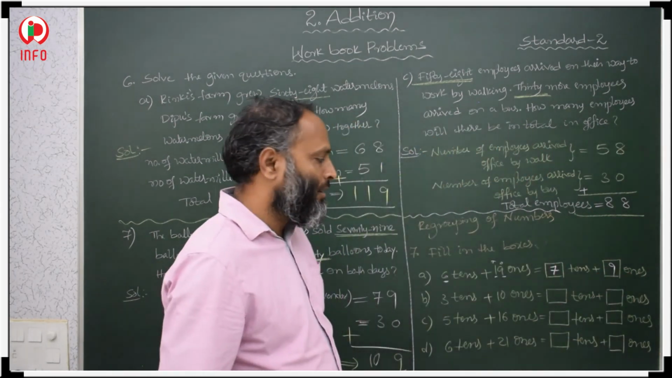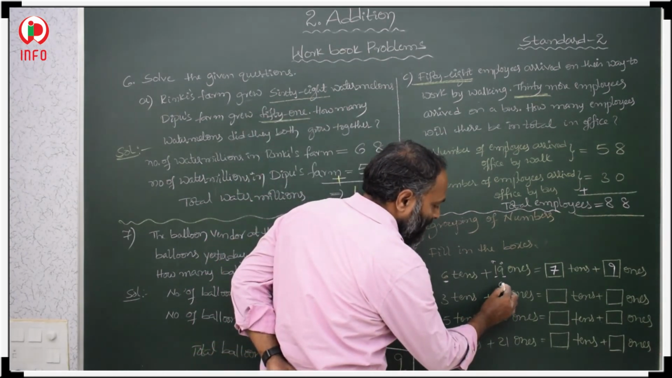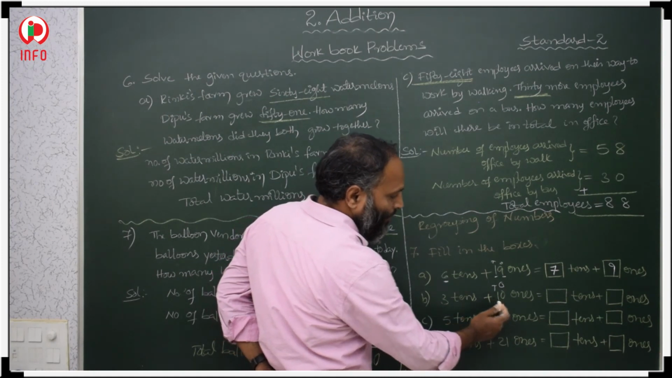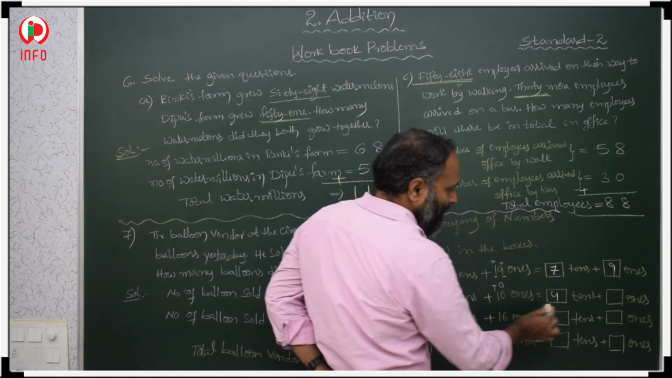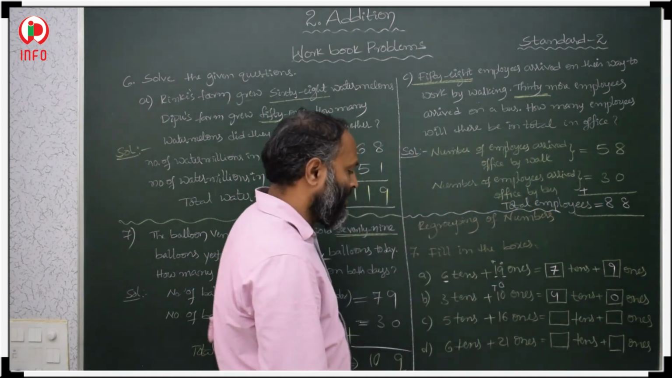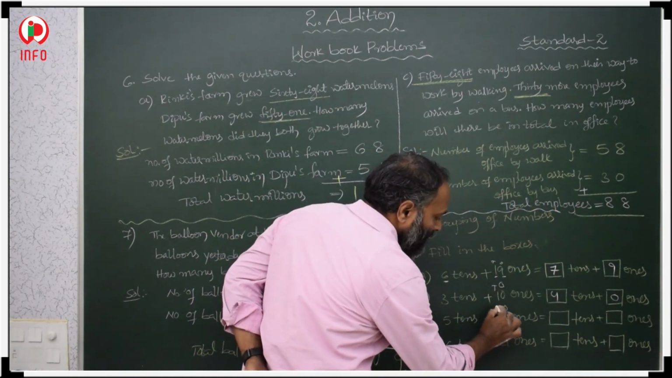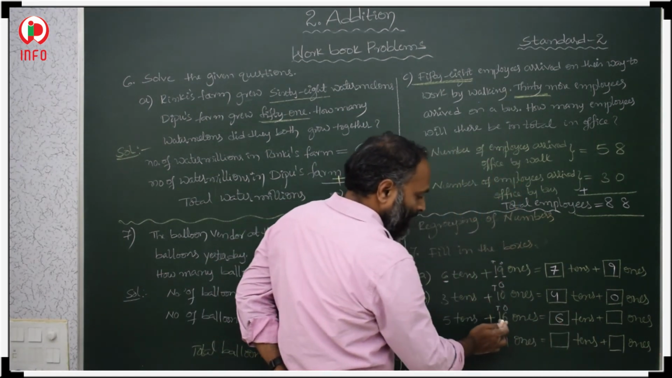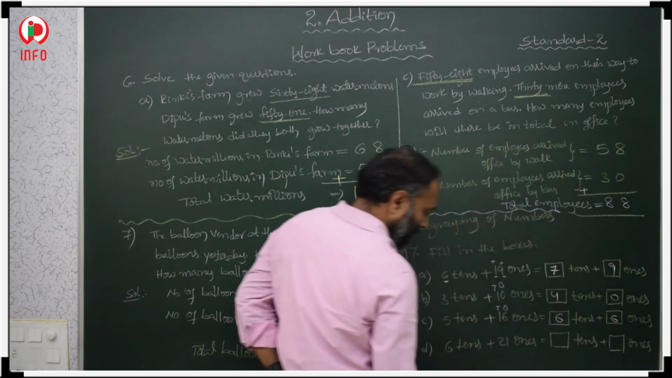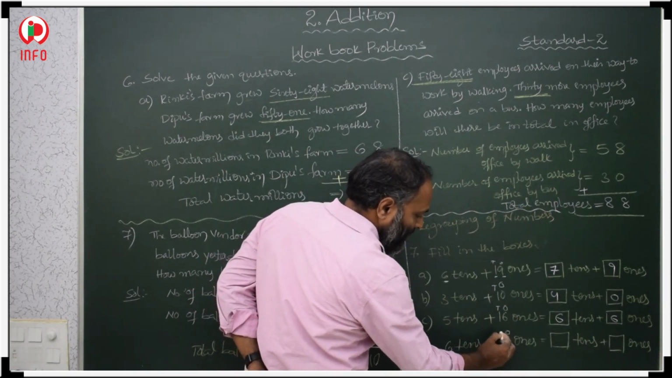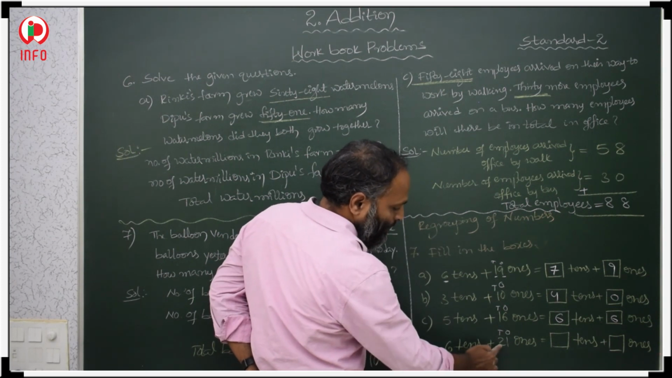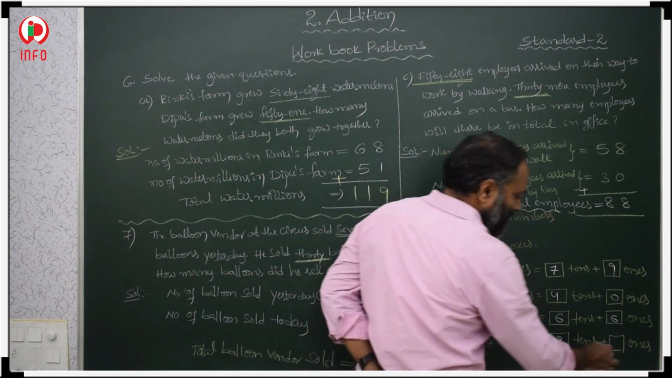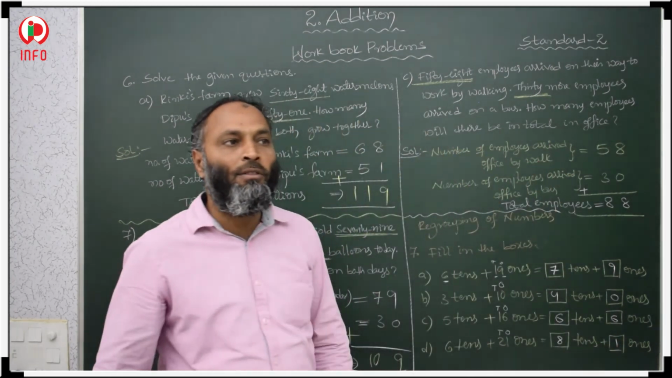9 ones. And in the same way, this is ones, this is tens. 3 tens and 1 ten. 3 plus 1, 4. 4 tens and 0 ones. This is ones, this is tens. 5 plus 1, 6 tens and 6 ones. And here, this is ones, this is tens. Here 6 tens and 2 tens. 6 plus 2, 8. 8 tens and 1 one. In this way we have to regroup.